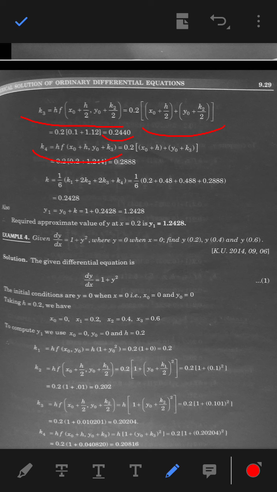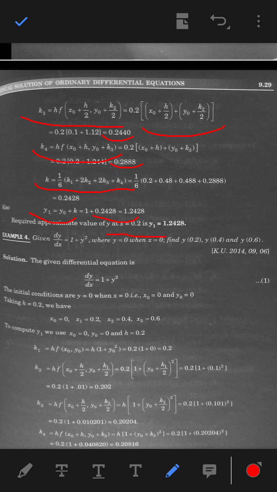naught plus k3. So again substituting the values, we find the value of k4 as this, and finally by Runge-Kutta method of fourth order, our k will be equal to 1 by 6, k1 plus 2 k2 plus 2 k3 plus k4, and y1 will be equal to y naught plus k. So we put the value here. So this is the value of the function corresponding to x is equal to 0.2. So in this way we can apply Runge-Kutta method of fourth order to solve a particular problem.